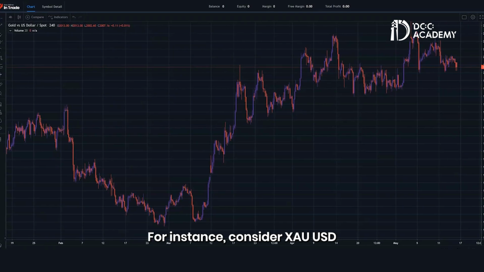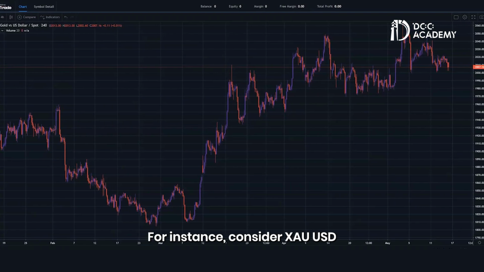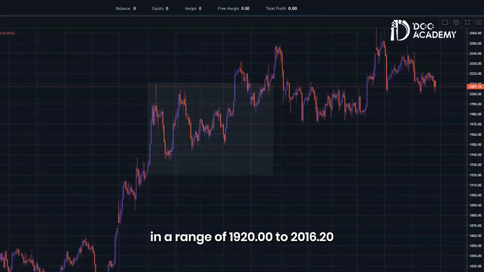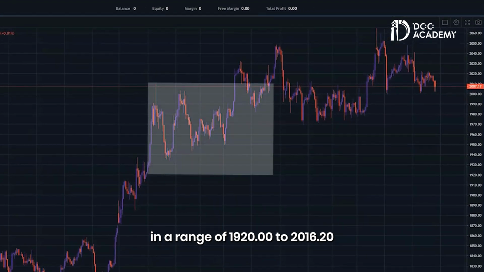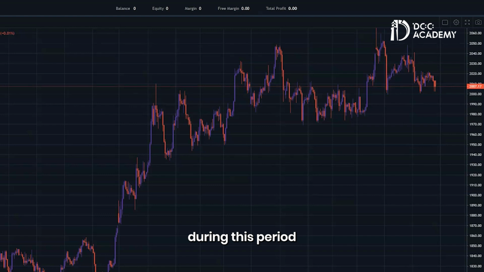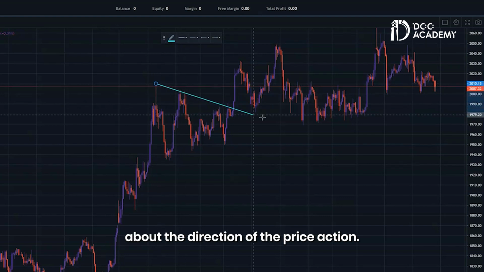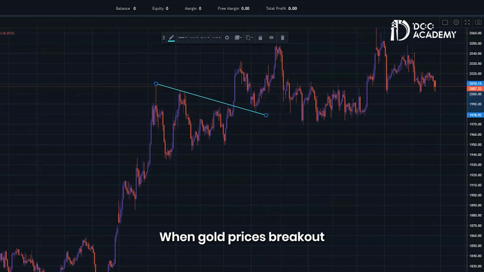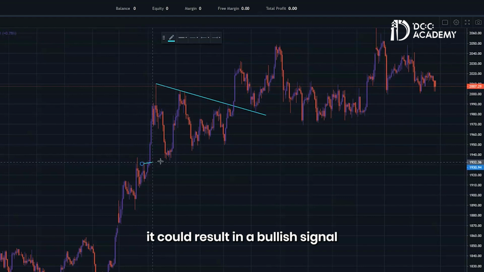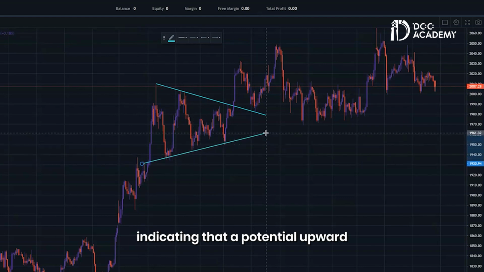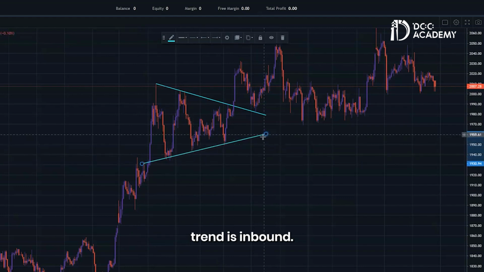For instance, consider XAU-USD, which has been trading in a range of 1920.00 to 2016.20. During this period, gold prices form a symmetrical triangle pattern on the chart, indicating the market's indecision about the direction of the price action. When gold prices break out above the upper trend line, it could result in a bullish signal, indicating that a potential upward trend is inbound.